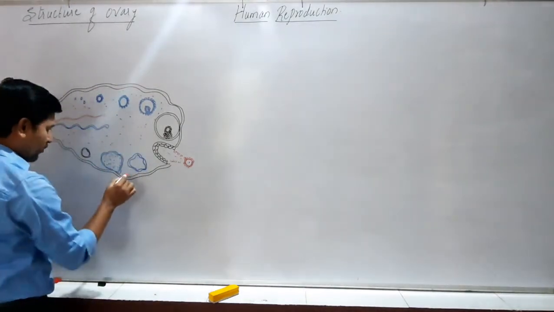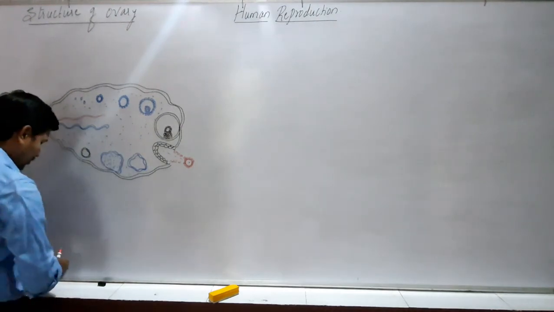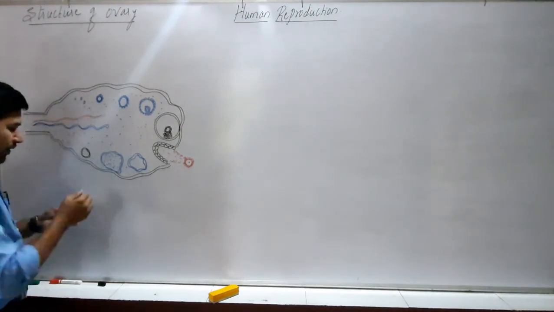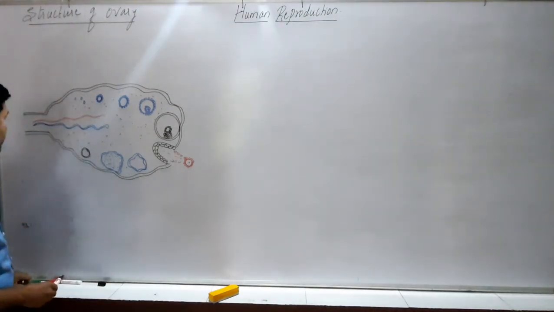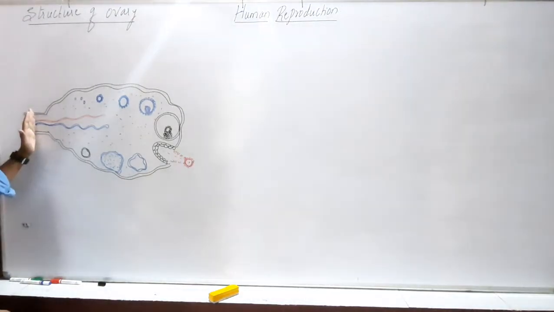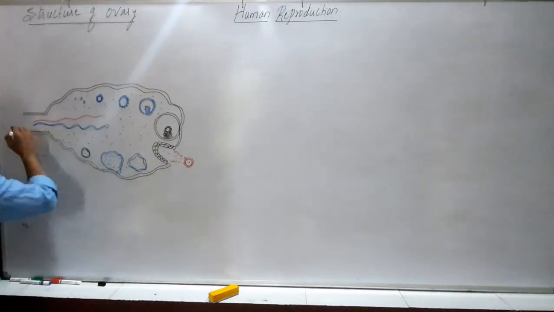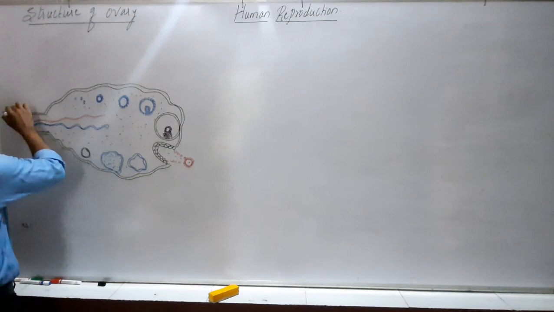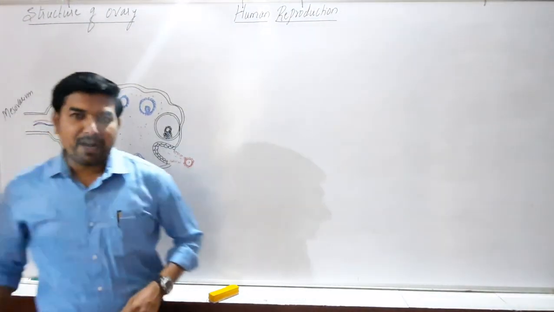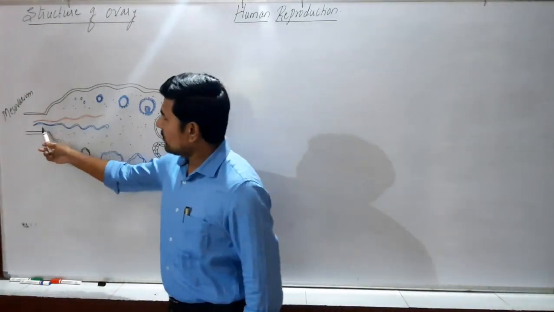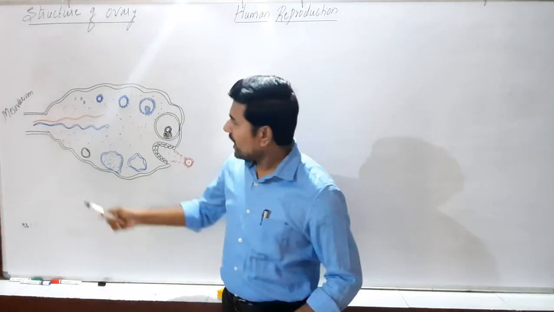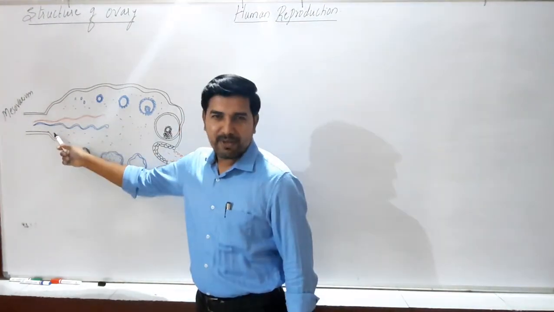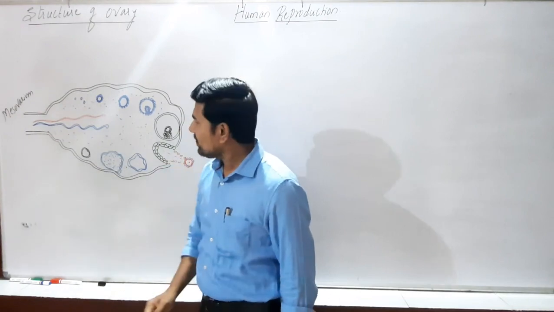Now let us look at the structures of this. In the human ovary, as we look across, it has different parts. This part where the ovary is attached is called the mesovarium. The part of the ovary that is attached on the outer part of the uterus is the mesovarium, and that mesovarium consists of blood vessels, arteries and veins.